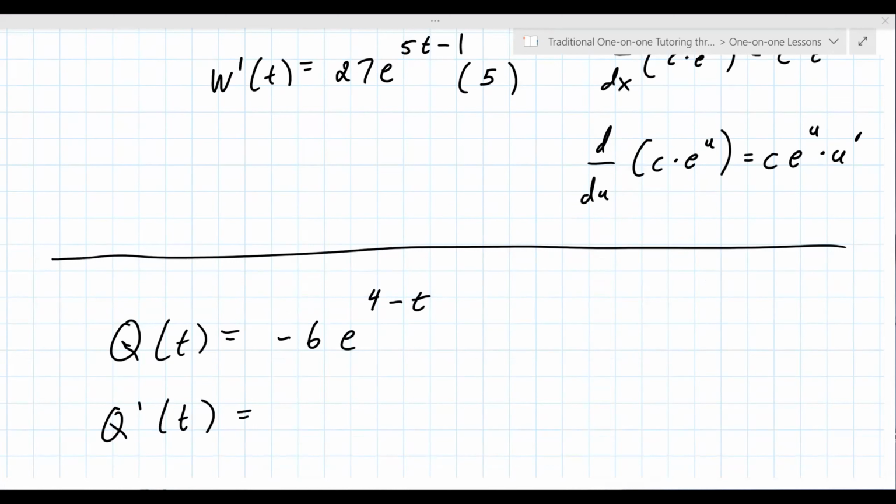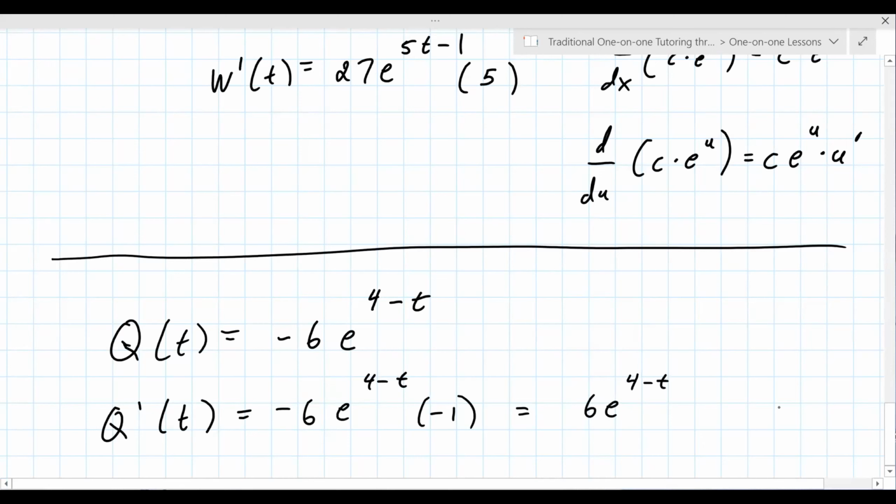All right. So it'll be -6 times e to the 4 minus t, and then multiply it by the derivative of the inside. Since it's -t, is it just -1 there? Yes, the derivative of the inside function is -1. So it'll just be +6 e to the 4 minus t, and then it's left alone. Yes. Okay.